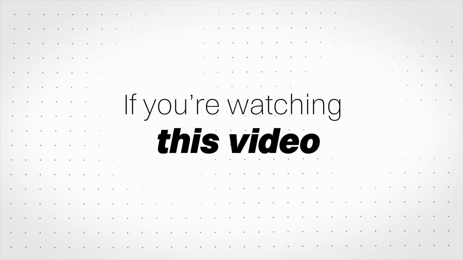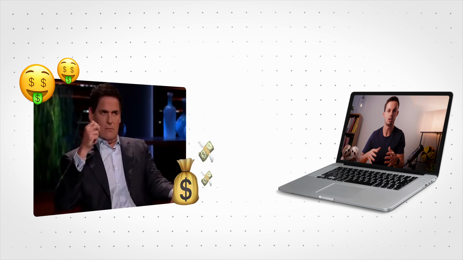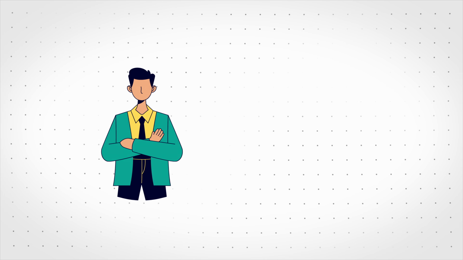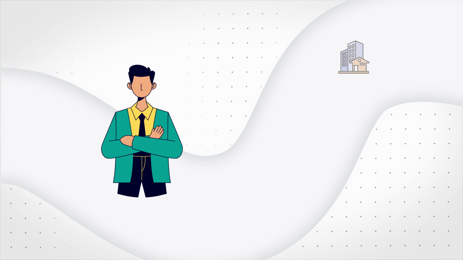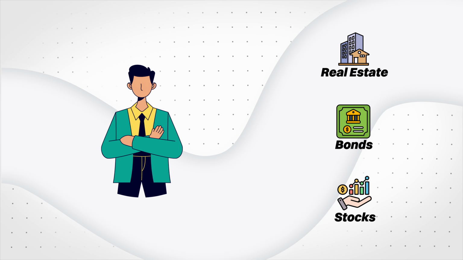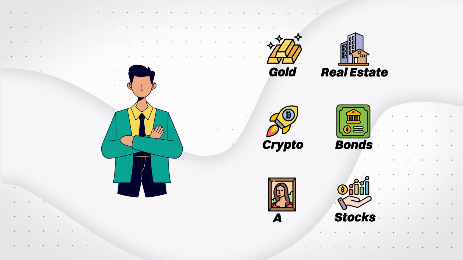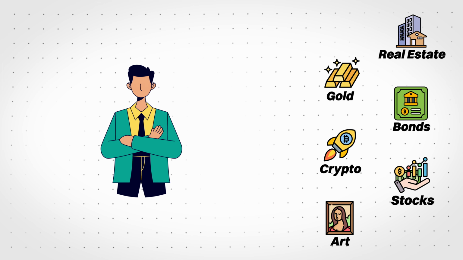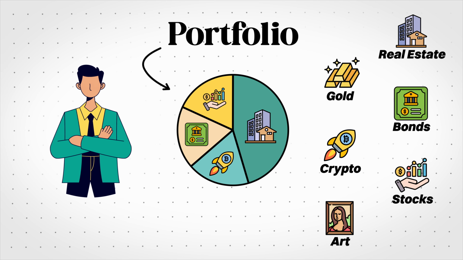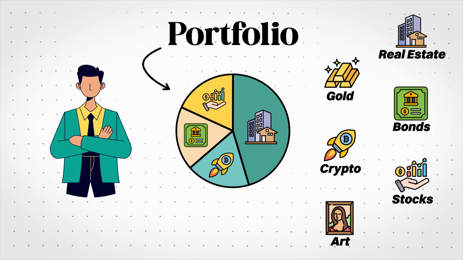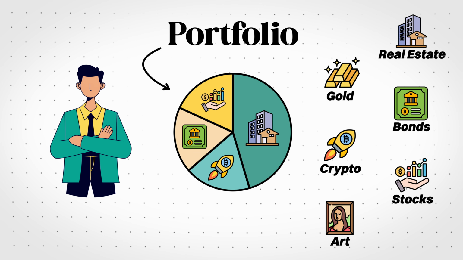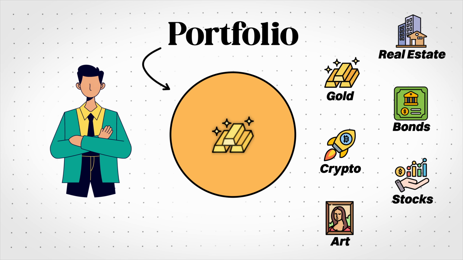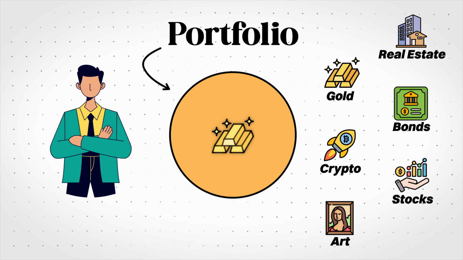If you're watching this video, it's probably because you have money you want to invest and you want to decide what's the best way to invest it. You have different assets you can purchase with that money: real estate, bonds, stocks, gold, cryptocurrency, art. How you decide to split that money across different assets is called your portfolio. Some investors might have portfolios more heavily focused on real estate, others on stocks, and some others might go all in on gold. Great. So what is portfolio theory?